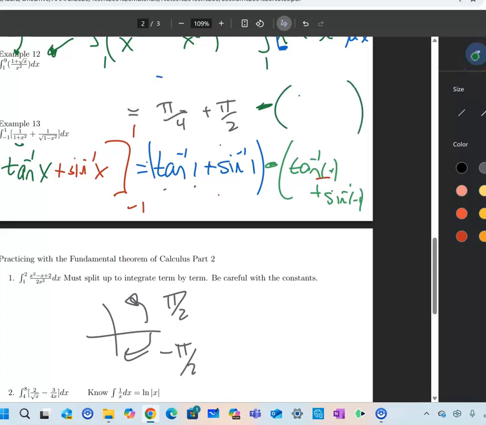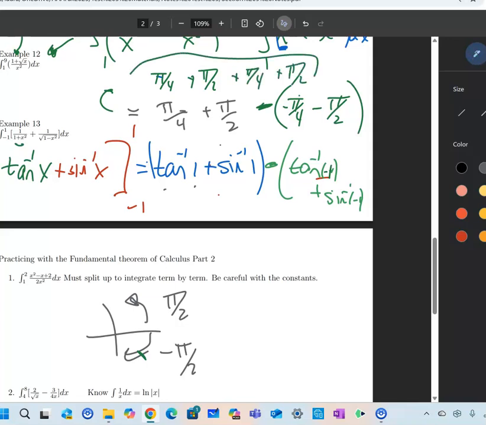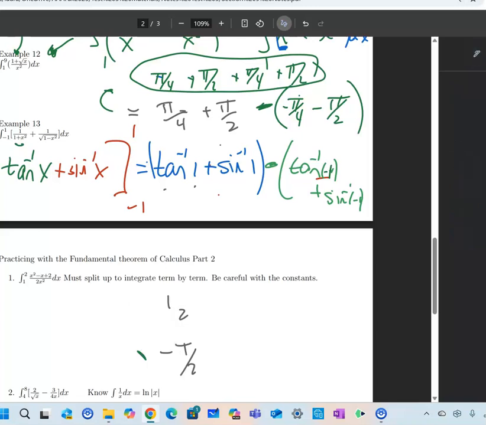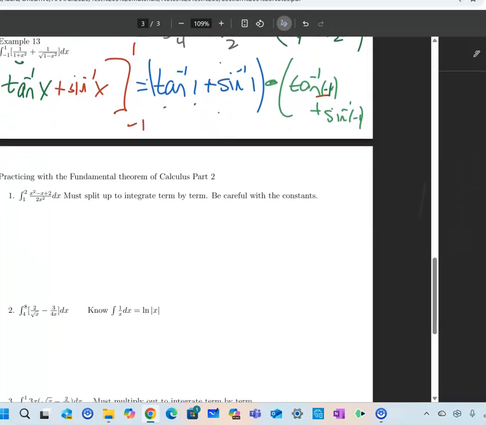So arctangent of negative 1 is the angle that I take the tangent of to get negative 1. So that's negative pi over 4. And then arcsine of negative 1 is the angle that I can take the sine of to get negative 1. That's negative pi over 2. So these don't cancel, do they? So I'm just going to move up again. So I'd get pi over 4 plus pi over 2, and then I get a plus of pi over 4, and then plus of pi over 2. All those. All right, so here I'm just giving you more things to practice with.